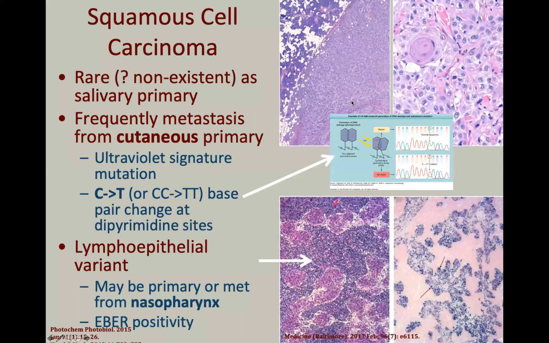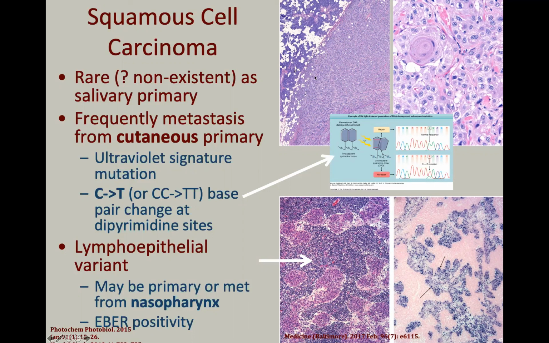The other type of squamous cell carcinoma that can occur in the parotid is a conventional keratinizing squamous cell carcinoma, seen here up at the top. However, it is important for these to consider whether the patient has had a cutaneous primary and consider that this could be a metastasis from a skin cancer to an intraparotid lymph node, just like we would consider a metastasis of a nasopharyngeal carcinoma to an intraparotid lymph node if it has the EBV, right?